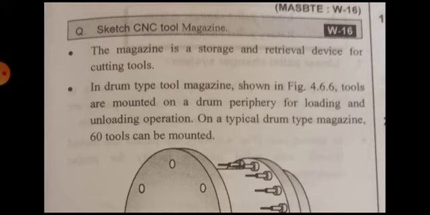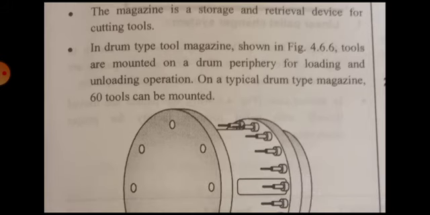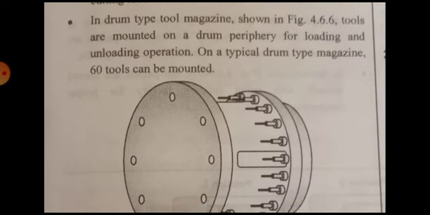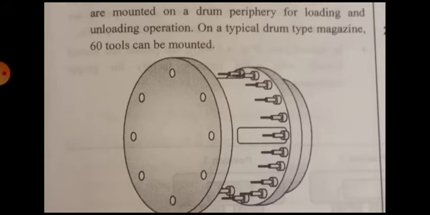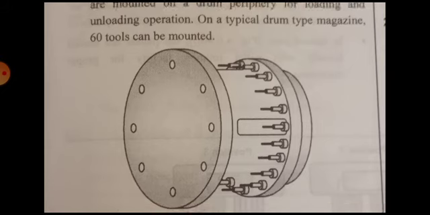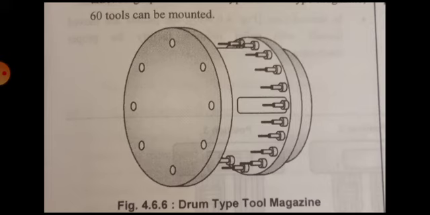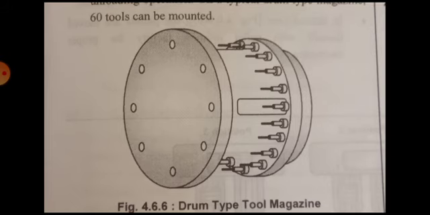Magazine type tool changer. The magazine is a storage and retrieval device for cutting tools. The drum type tool magazine is shown in figure. Tools are mounted on the drum periphery for loading and unloading operation. On a typical drum type magazine, 60 tools can be mounted. On the screen you can see the drum type tool magazine.